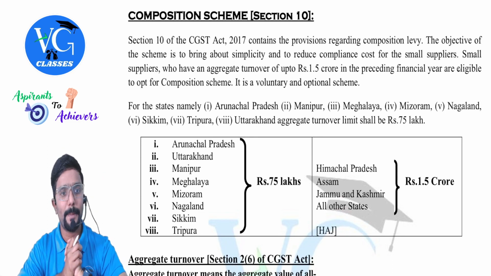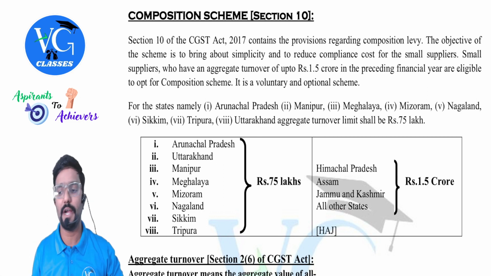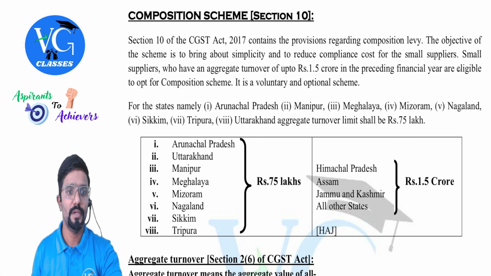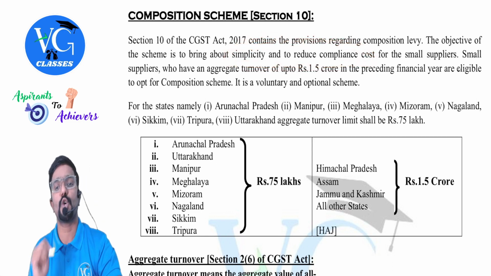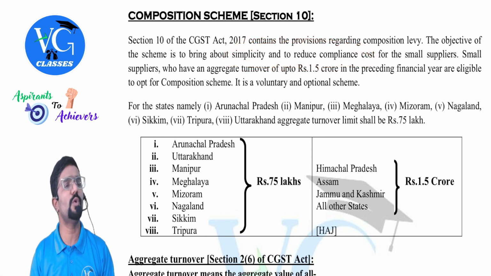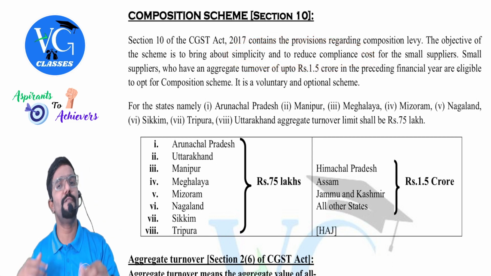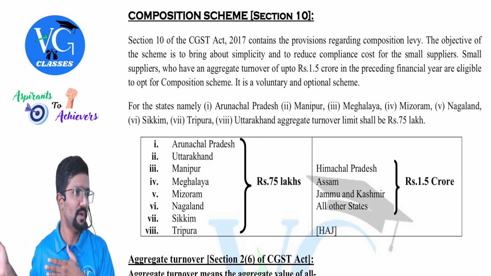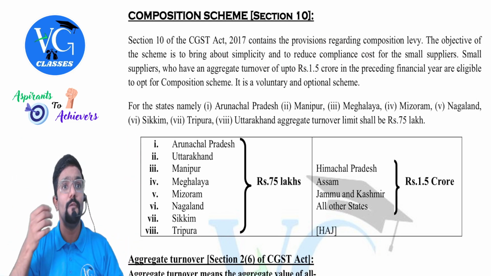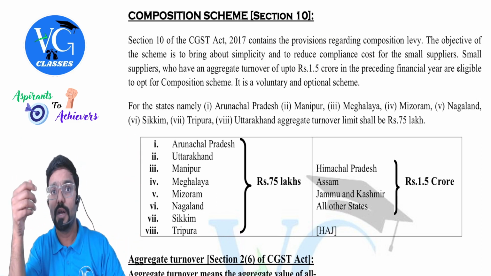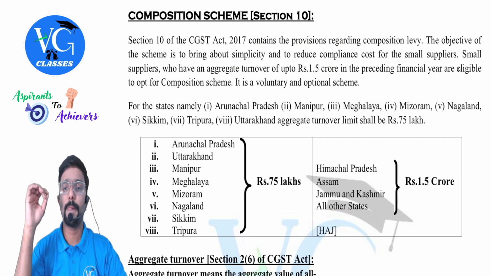Composition scheme, section 10. Section 10 of the CGST Act 2017 contains the provisions regarding composition levy. The objective of the scheme is to bring about simplicity and reduce compliance cost for small suppliers. Compliance cost, how do they reduce, sir? Guys, assume every month I need to pay GST and file returns. I should have a separate team for it, and the team also might be big in size, 5 people, 10 people. And obviously they come with salary cost. Clear? So it is a costly affair for us.